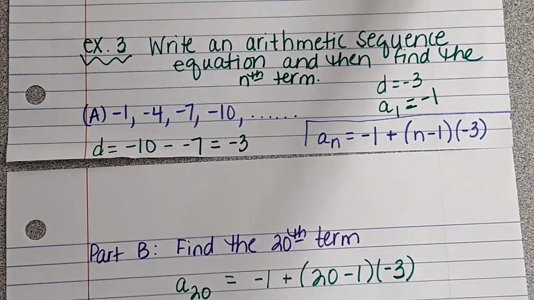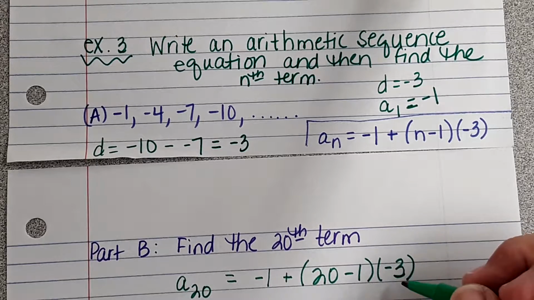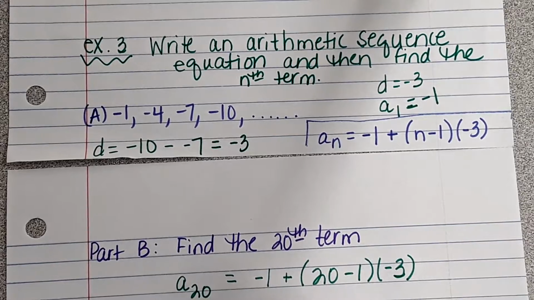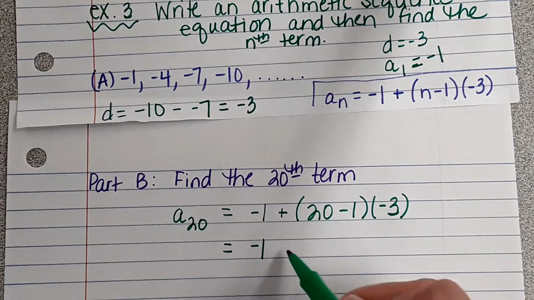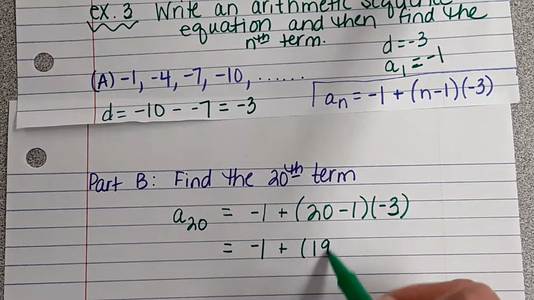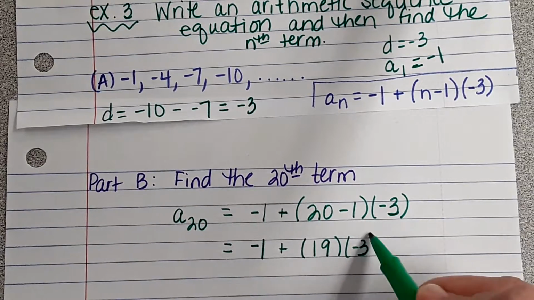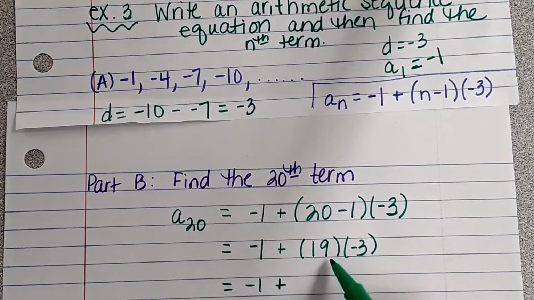Remember what I said yesterday, you guys: if your common difference is negative, make sure you put it in parentheses. So now, what is 20 minus 1? 19. And we're going to multiply. Now we're going to do the order of operations. What is 19 times -3? -57, I believe.